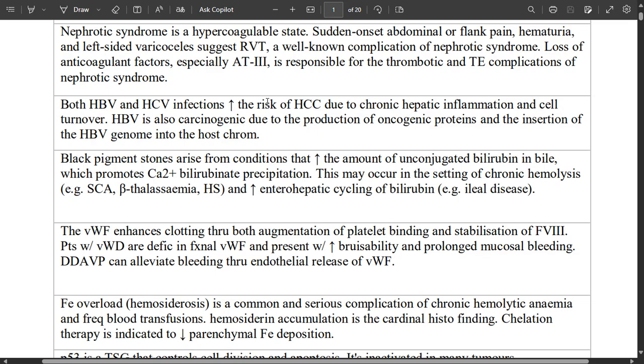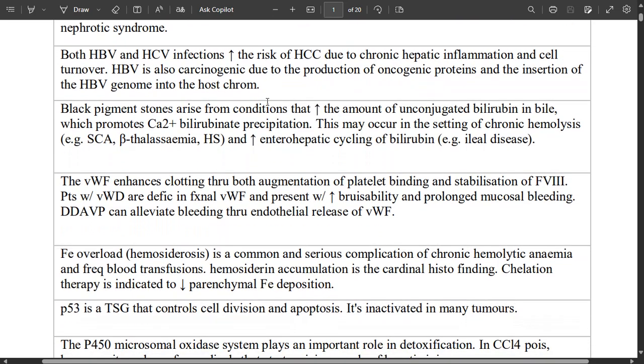Hepatitis B virus has some malignant genes as well, the HBx antigens, which are also carcinogenic, causing production of oncogenic proteins and insertion of the HBV genome into the host chromosome. Therefore, the host chromosome, while multiplying, replicates the viral DNA as well, thereby causing hepatocellular carcinoma. So HBV and HCV are important causes of hepatocellular carcinoma.